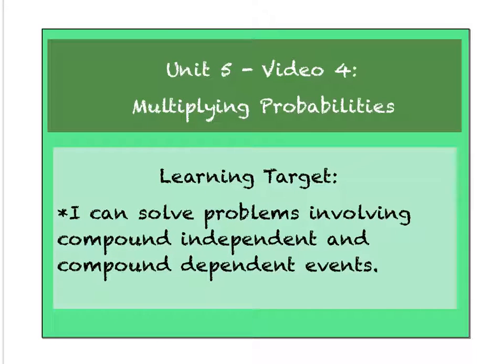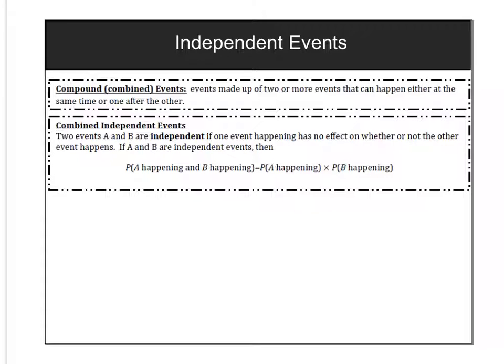Ladies and gentlemen of Algebra 2, we are looking at 5.4, talking about multiplying probabilities, and looking at what happens when you have compound independent and compound dependent events. Basically, if I start combining events together, what are those probabilities going to look like? So that's what we're looking at here. Let's get right into it.